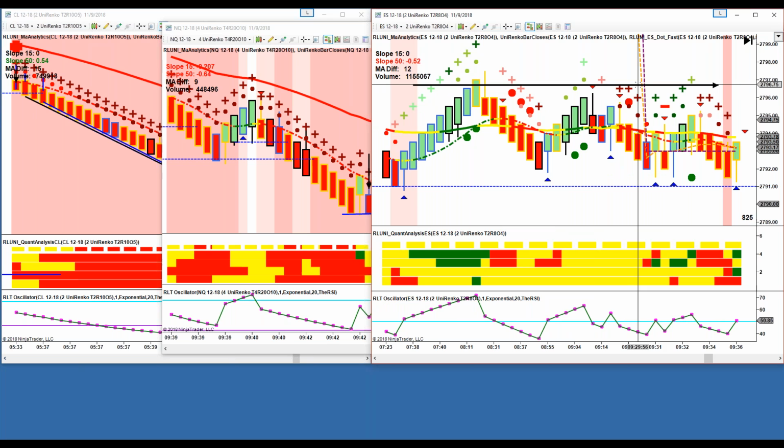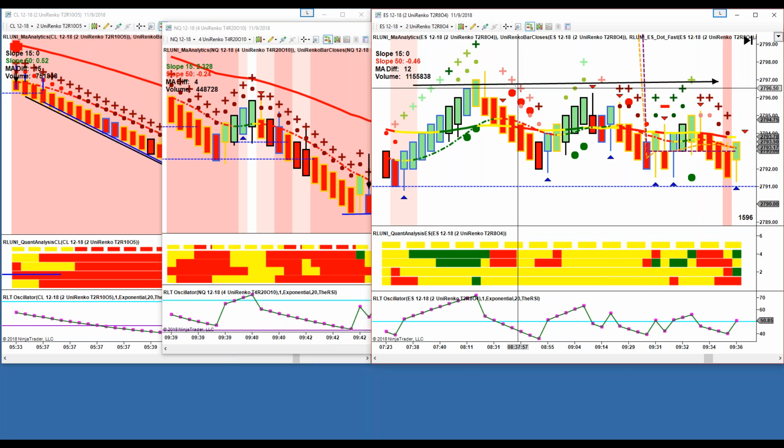Just absolute total junk because the two higher time frames are not aligned. You're going to see this on stocks, on forex, it doesn't matter. It's a universal principle. And you just don't even think about a trade.